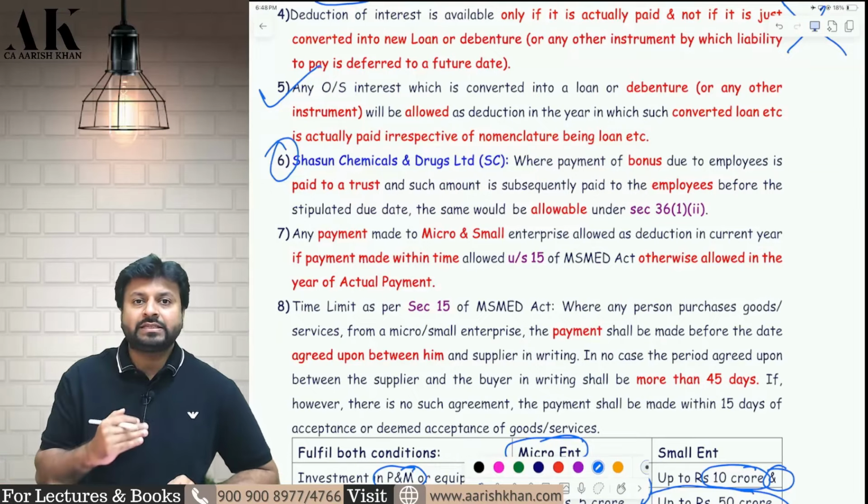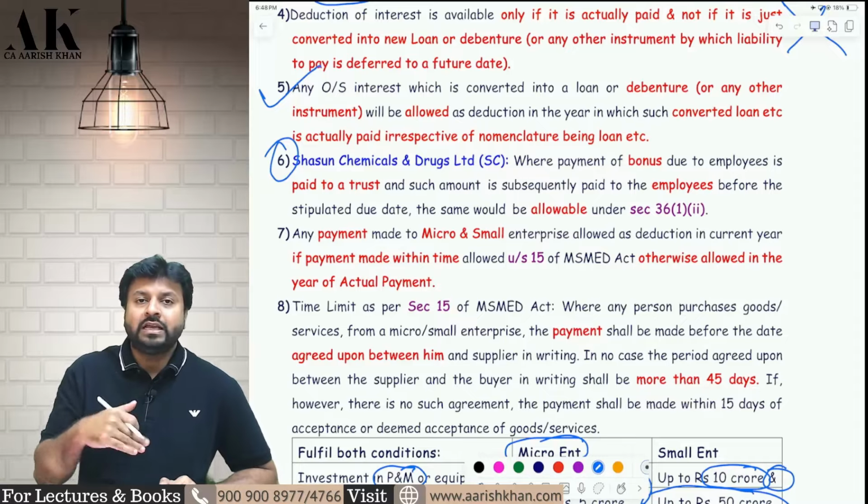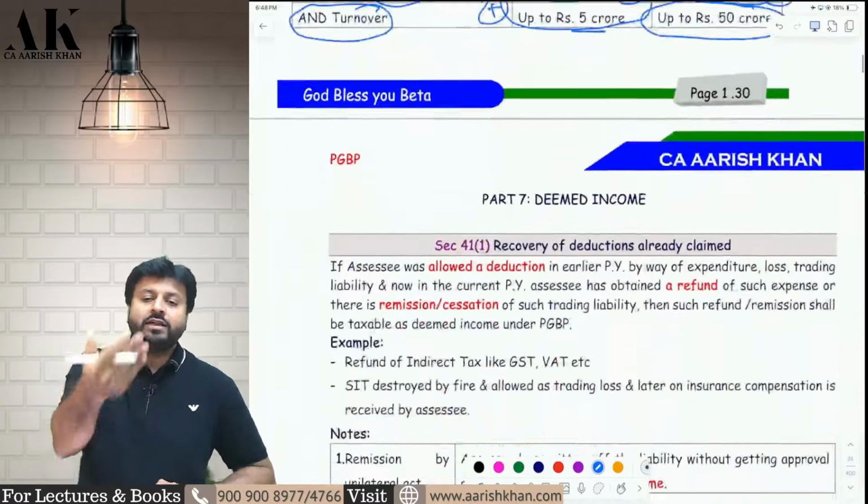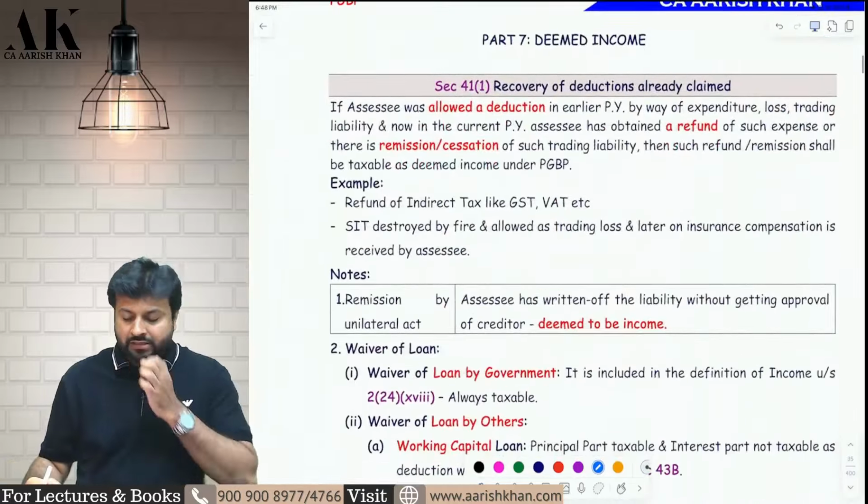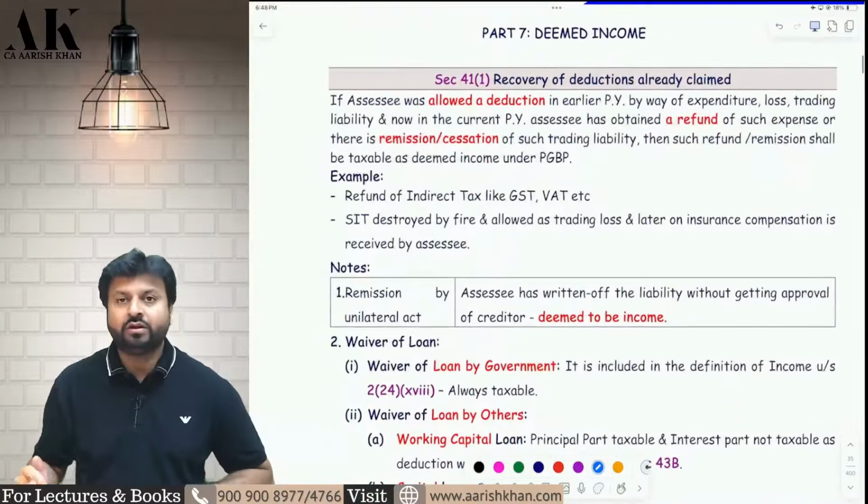So if you pay as per the MSME due date, the deduction will be allowed on accrual basis. If you make the payment after the MSME due date, then the deduction will be allowed on what? Payment basis. This is what this provision has to say. I hope it is clear to all of you.